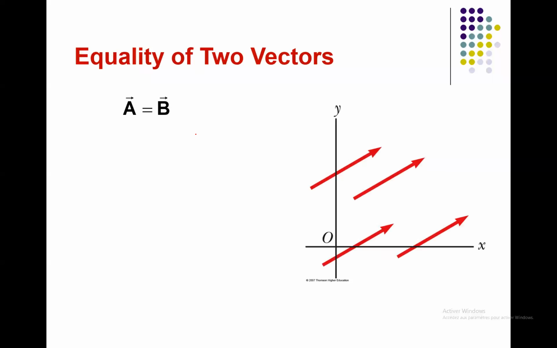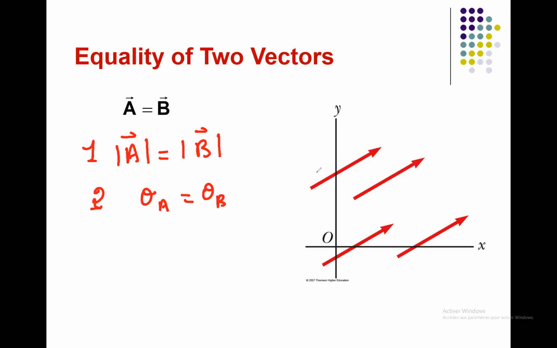The equality of two vectors. How can I say A equals B? A equals B when you have two conditions. First of all, when the magnitude of A equals the magnitude of B, and second, when the angle of A equals the angle of B. Don't forget, the angle is between the vector and the x-axis.